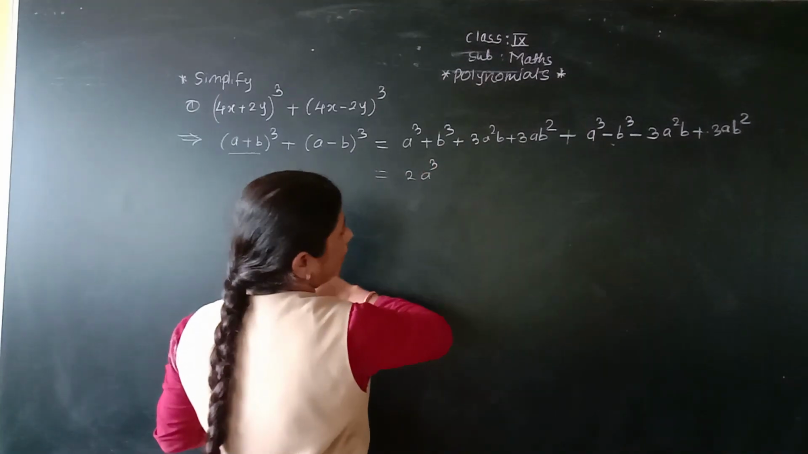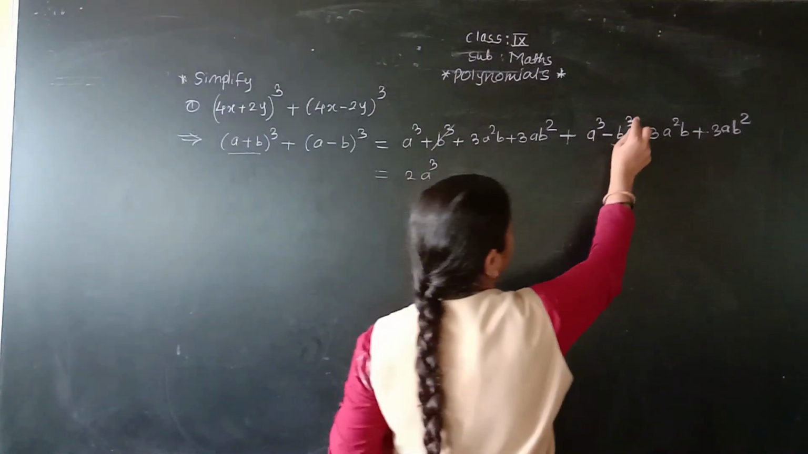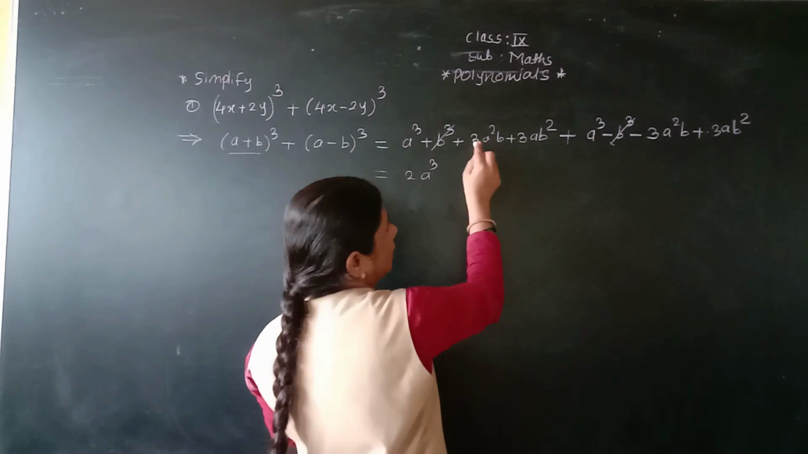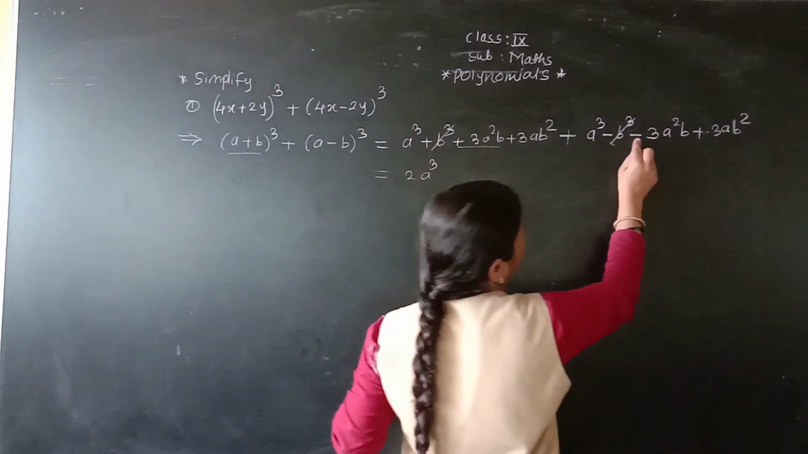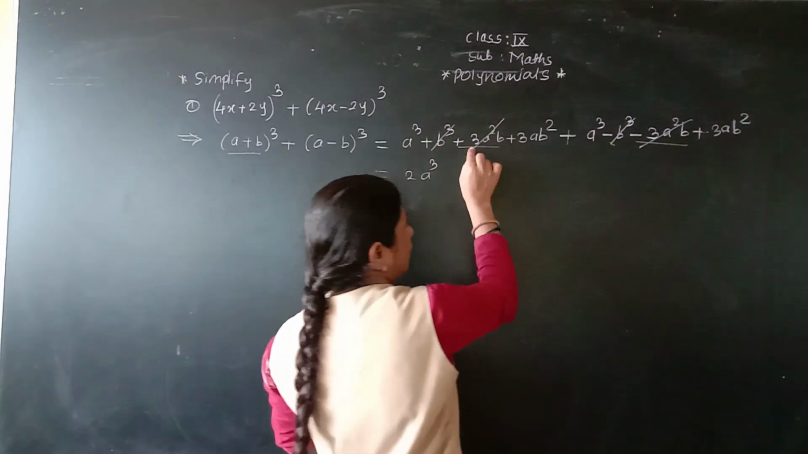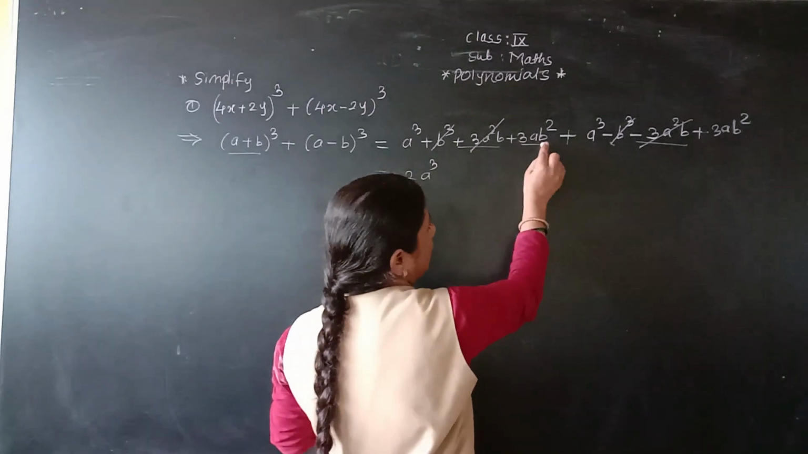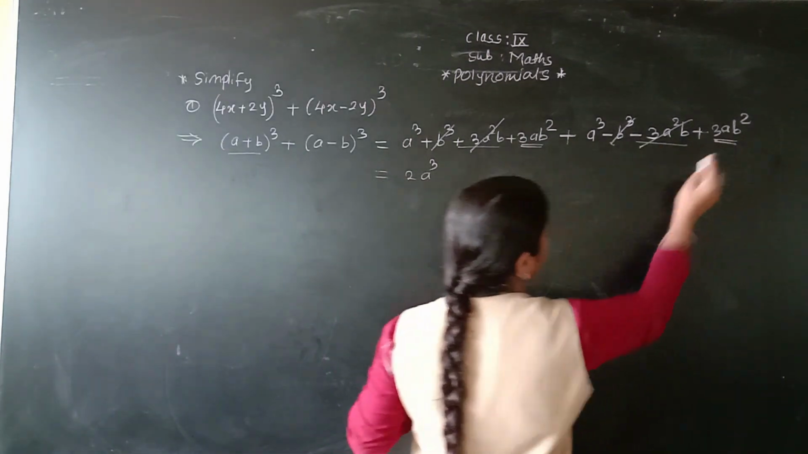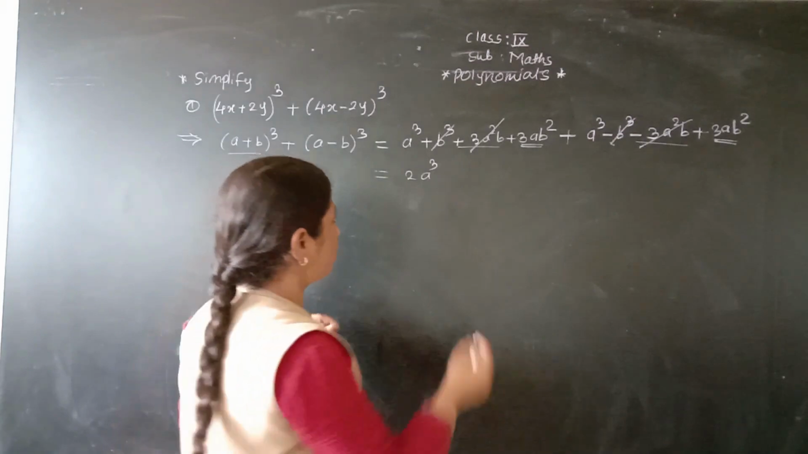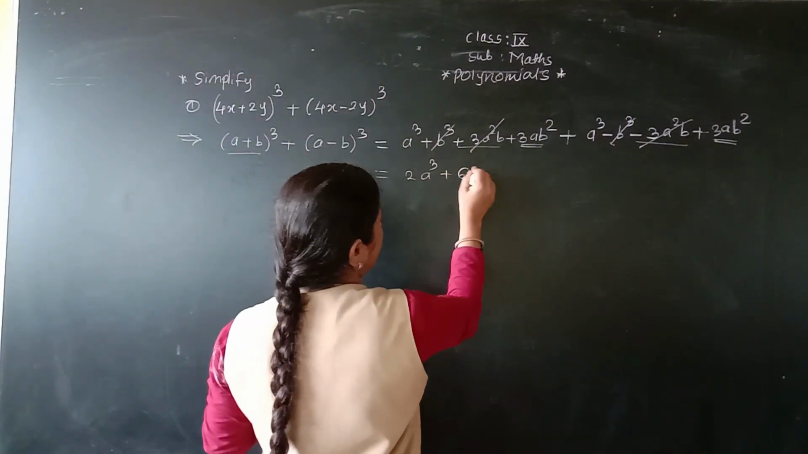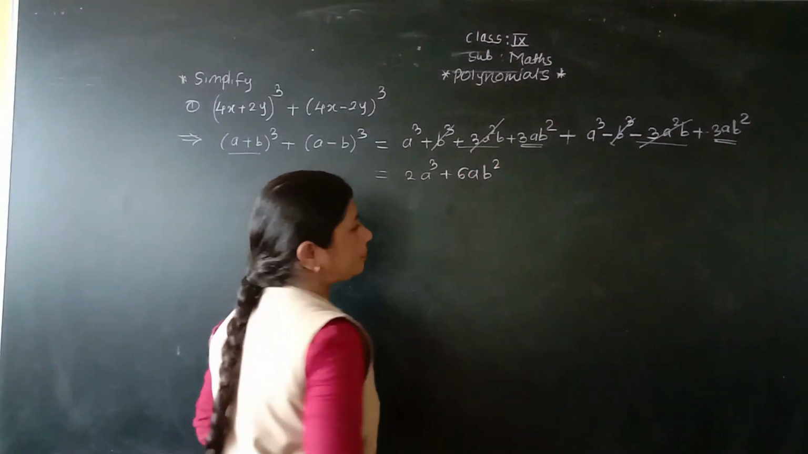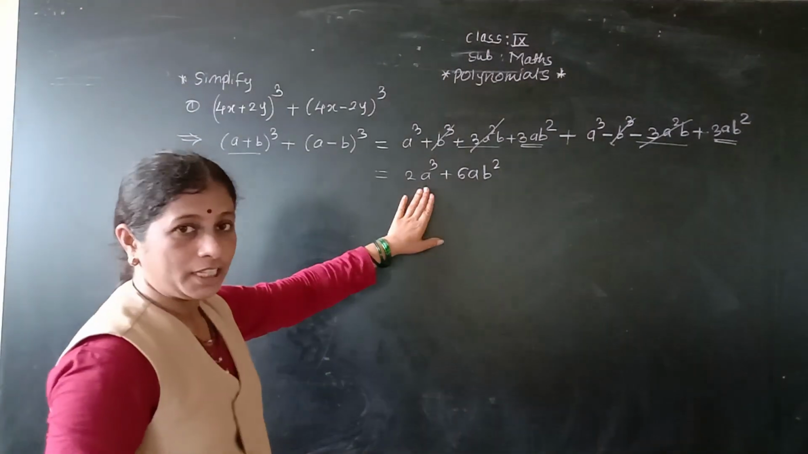So in this way, now we will see here this a^3 remains as it is, so 2a^3 will be there. This b^3 and this b^3 will get cancelled. This 3a^2b and minus 3a^2b will get cancelled, and here 3ab^2 plus 3ab^2, so you will get 6ab^2. Okay, so here plus 6ab^2. So you will get the final expansion.